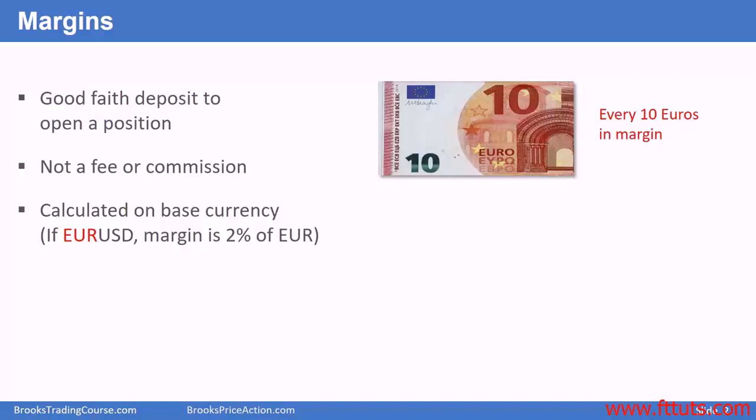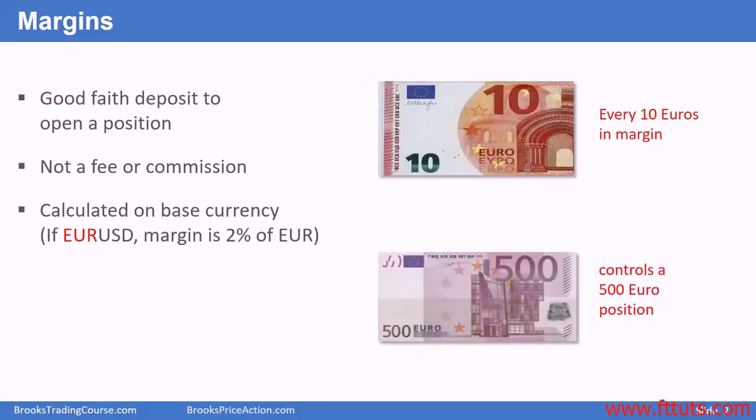What a margin is, simply, is a good faith deposit that allows you to open a position. It's not a fee, it's not a commission. It's calculated on the base currency. So for example, if you're trading the euro versus dollar pair, the margin is 2% of the euro if the broker says your margin is 2%. What that means is, for every 10 euros in your account, you can trade up to 500 euros in a position. And this is because, although the charts look like they move a lot, on a percentage basis, Forex charts do not move much at all.